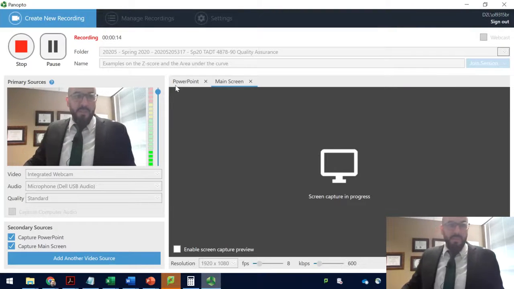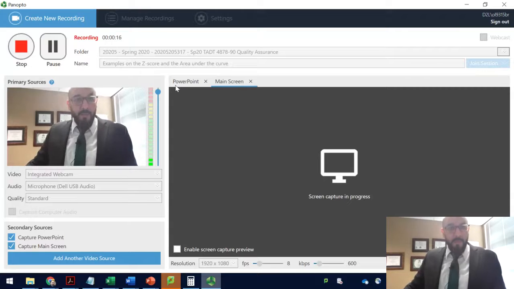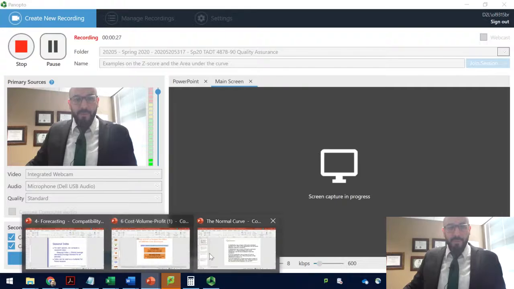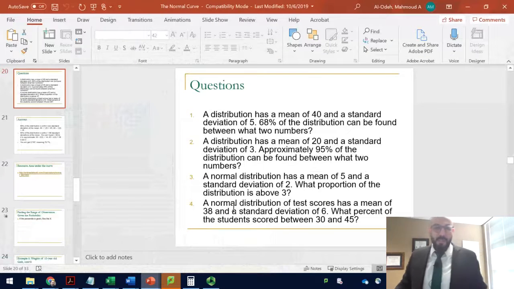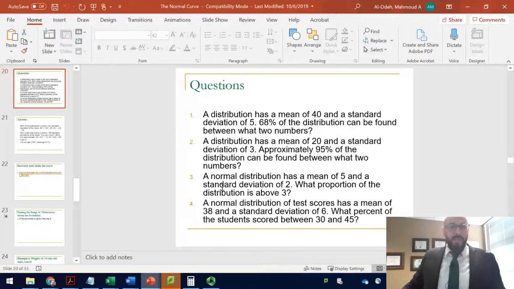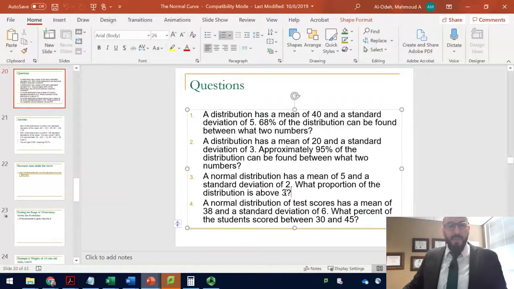So hopefully, using this example, we will be explaining the idea of how to calculate the z-score and the area under the curve. We'll switch between different resources. So first resource, we're going to take the question, the example. A normal distribution has a mean of 5 and a standard deviation of 2. What proportion of the distribution is above 3?